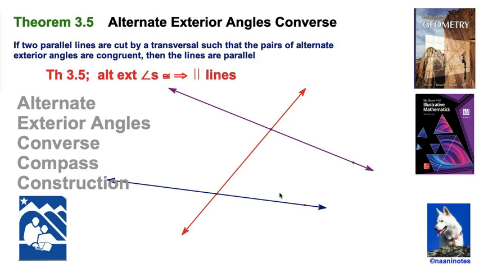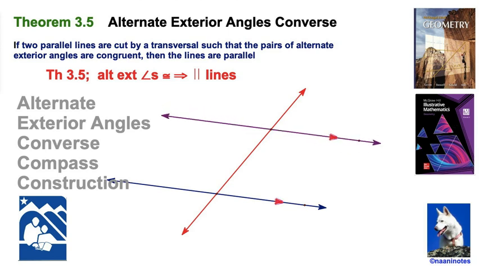Here's another in our series of parallel line constructions. Let's revisit the relationship with alternate exterior angles. Now, you may recall I've got these three coplanar lines. And if two of them were parallel, then I can conclude that the alternate exterior angles are congruent. That's the alternate exterior angle theorem.